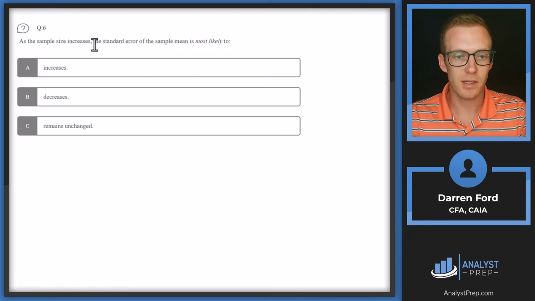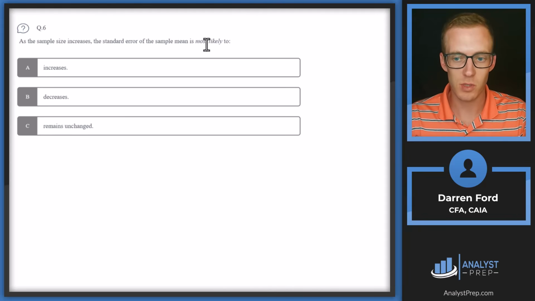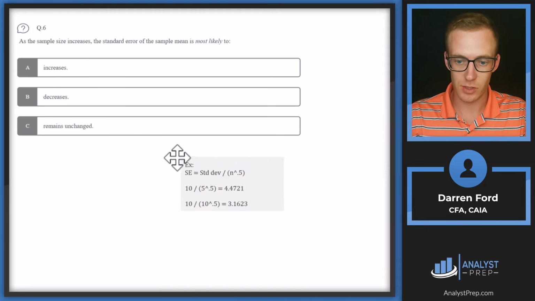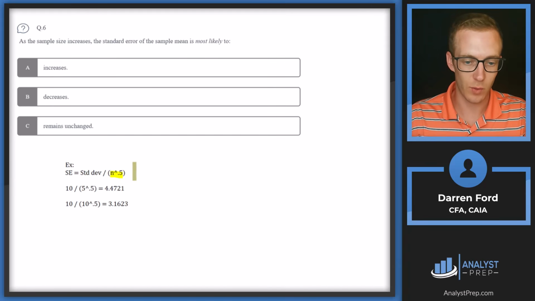Answer A. Question 6. As the sample size increases, the standard error of the sample mean is most likely to increase, decrease, or remain unchanged. I think the easiest way to demonstrate this is to show a very, very simple example, using the standard error formula. Our standard error formula is standard deviation divided by the square root of n, or n to the 0.5, which is how I write it out here.